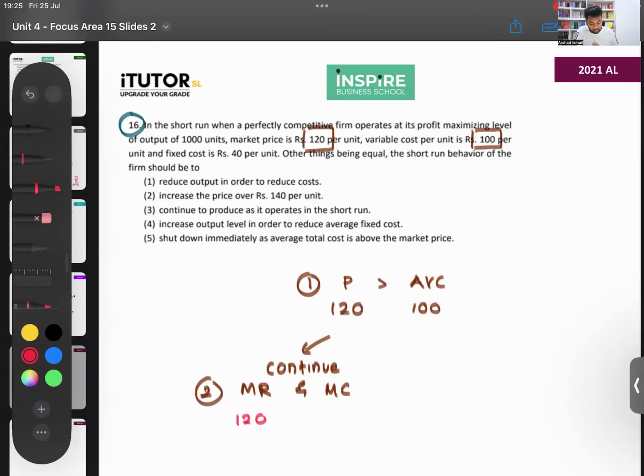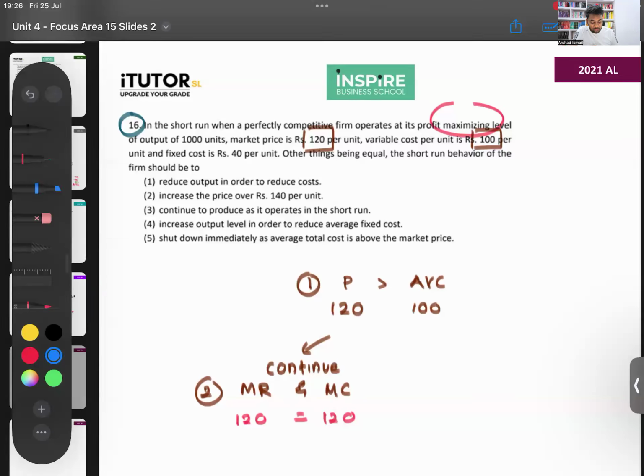You don't have an MC because why, Lamai? The firm, in the short run, when a perfectly competitive firm is operating at the profit maximizing level, it means it's already operating at the MR equals MC point. So then we'll see what the firm should do now.